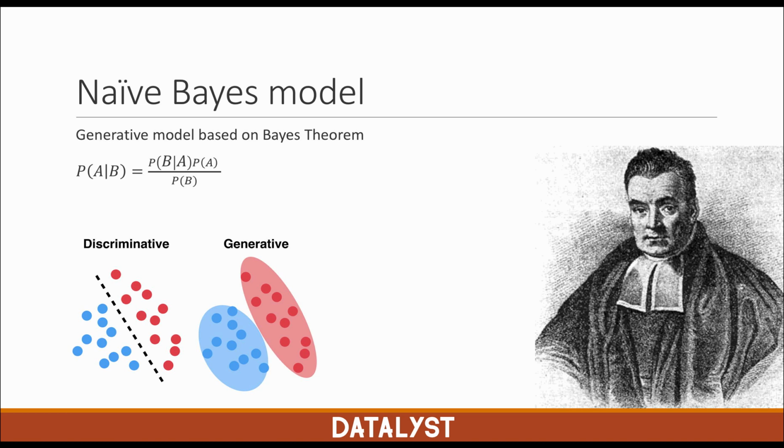So now we're going to talk about the naive Bayes model. Naive Bayes is based on Bayes' theorem. This is due to Reverend Thomas Bayes, who lived around 250 years ago and came up with this formula. This is the formula for what we call conditional probability. It tells us that the probability of A given B equals the probability of B given A times the probability of A over the probability of B.